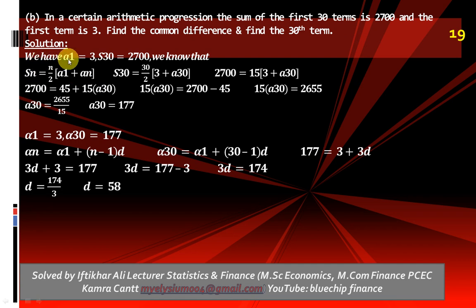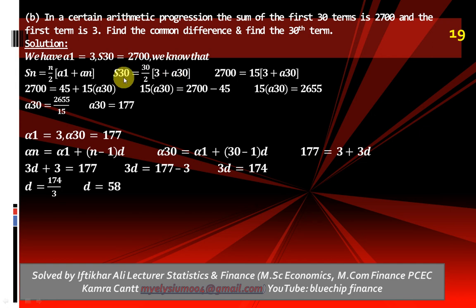So we have the first term as 3 and the sum of 30 terms is 2700. The sum formula is equal to n by 2 multiplied by alpha 1 plus an. So the sum of 30 terms is equal to n, which is 30, divided by 2 multiplied by the first term, that is 3, plus the 30th term. We don't have the 30th term, and in this way we can calculate the 30th term.